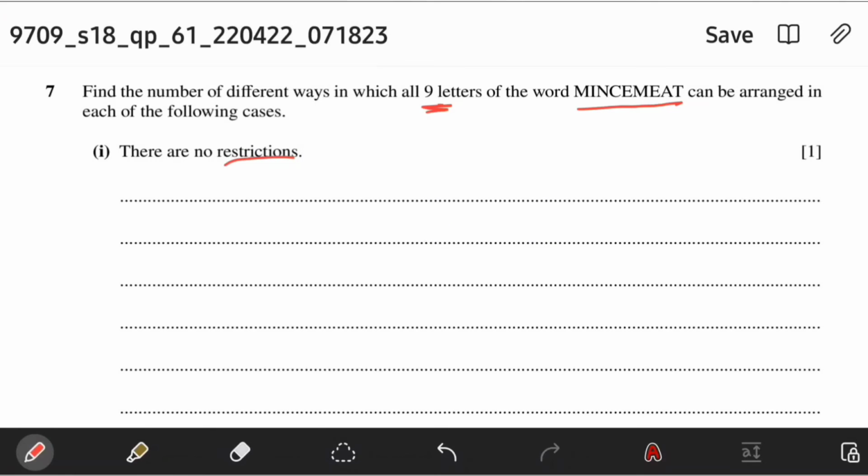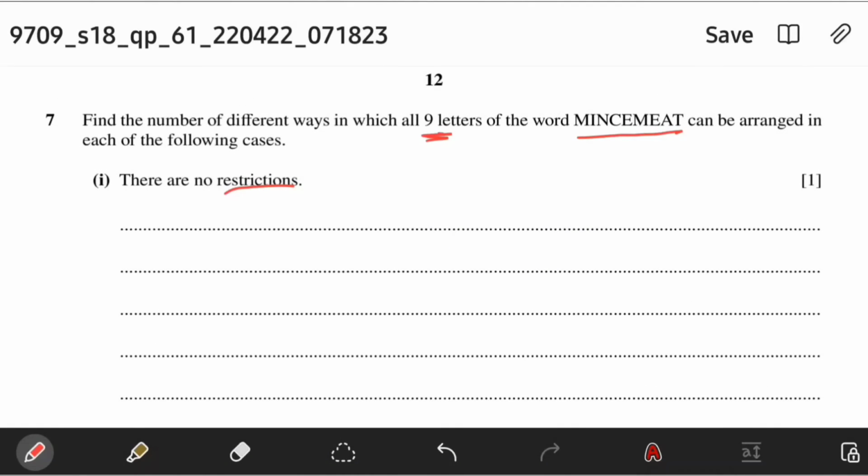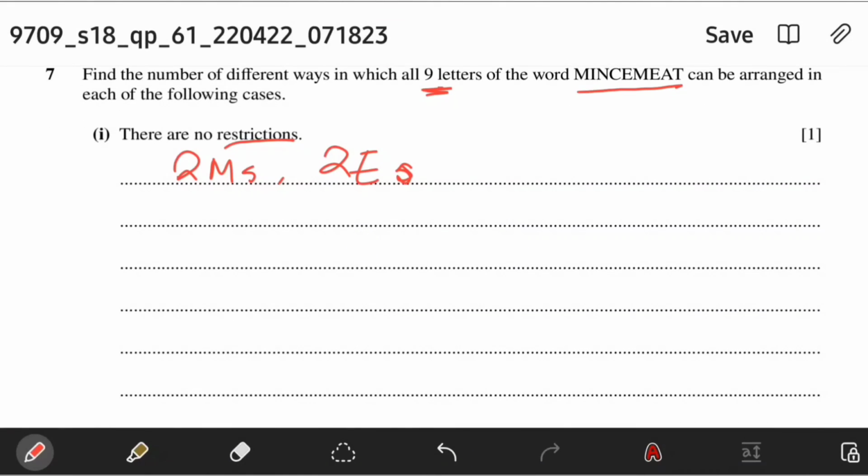So that would just be, let's first see if there's any repetition of letters. The letter M appears 2 times in the word, so 2 M's, and E is also 2 times, 2 E's, and all the others appear only 1 time. So this part is just going to be 9 over the repetitions of the letters, 2 factorial.